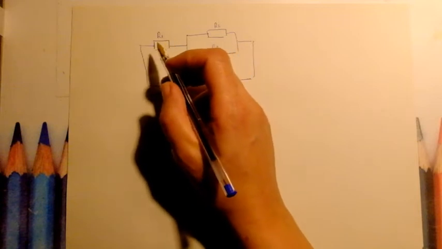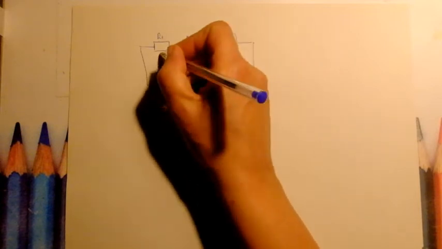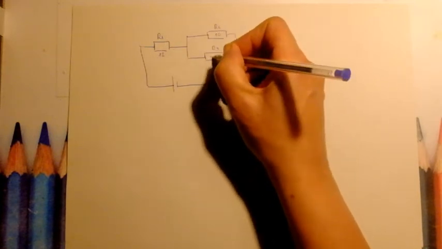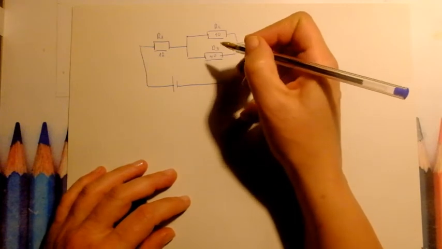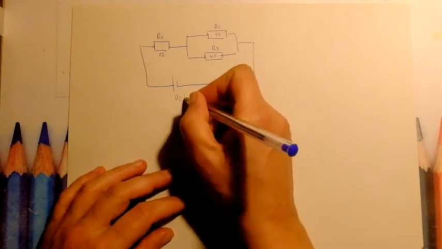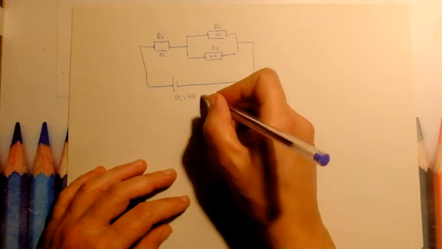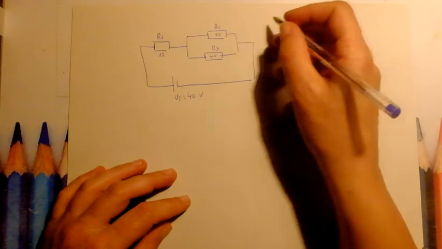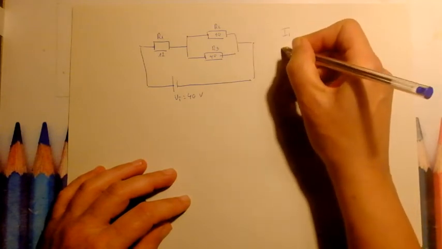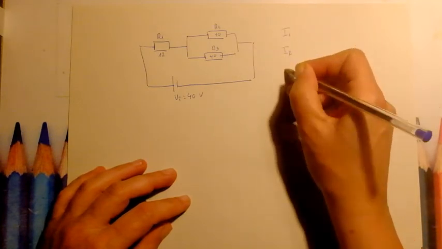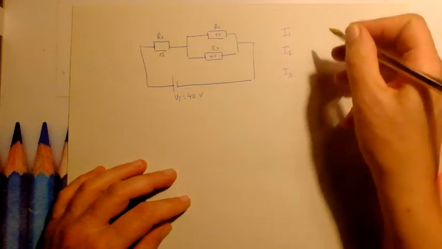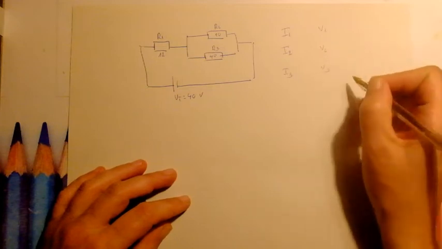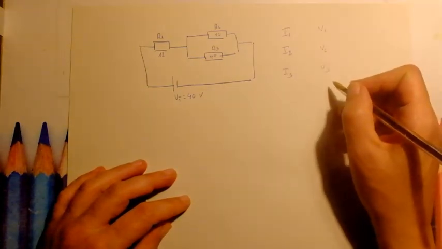And I think there were 12, 10, and 40 ohms. And we also knew the total voltage of the battery, 40 volts. And we need to calculate all the currents through all resistances, I1, I2, I3, and the voltages in every resistance too. How can we solve this type of problem?